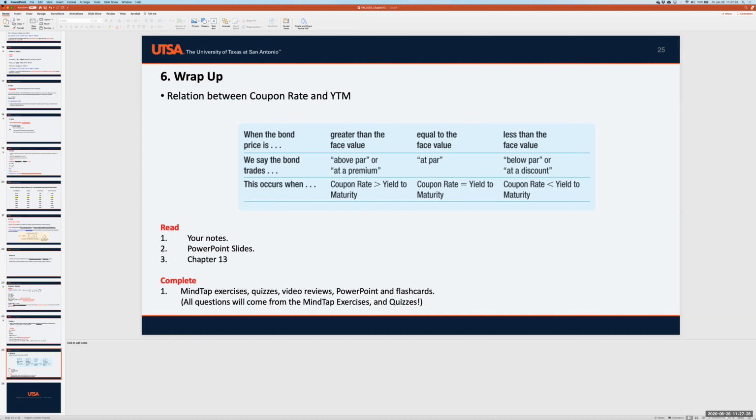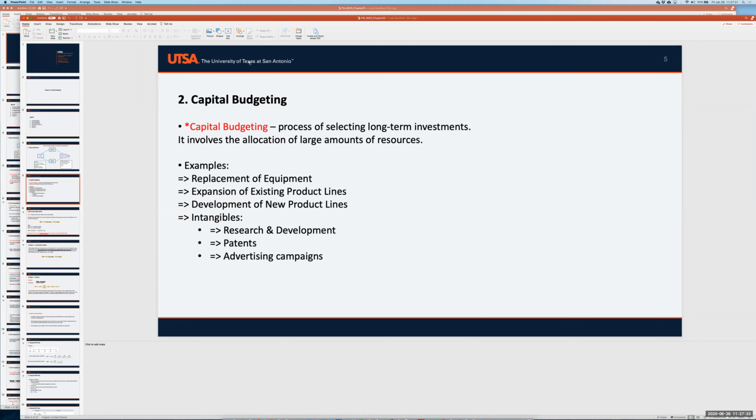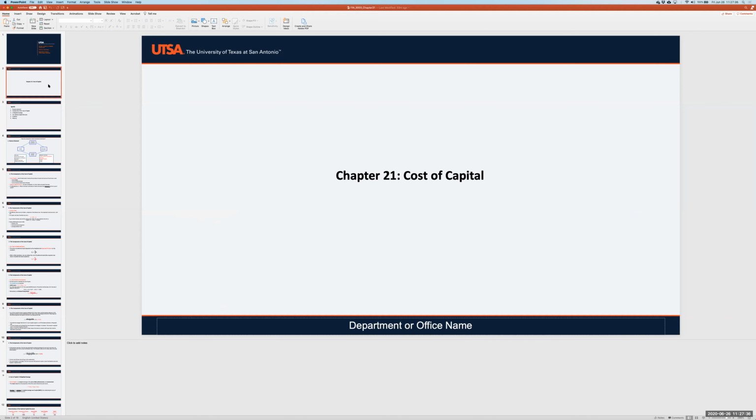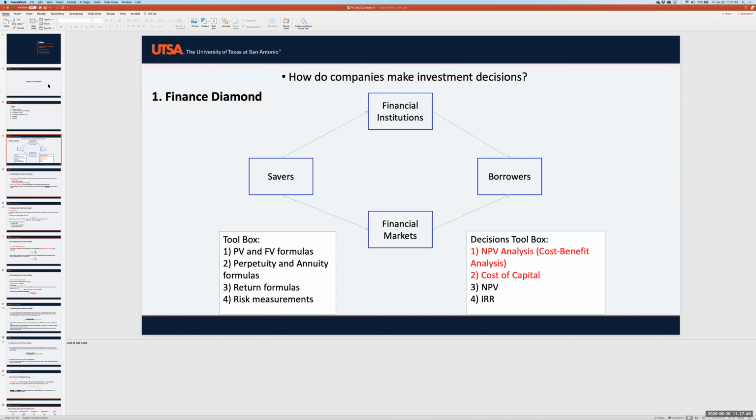Let's go quickly to the next chapter, which is Chapter 21, cost of capital. In this chapter we will look at the components of cost of capital, the weighted average, and optimal capital structure, and we will solve some problems and do a quick wrap up.